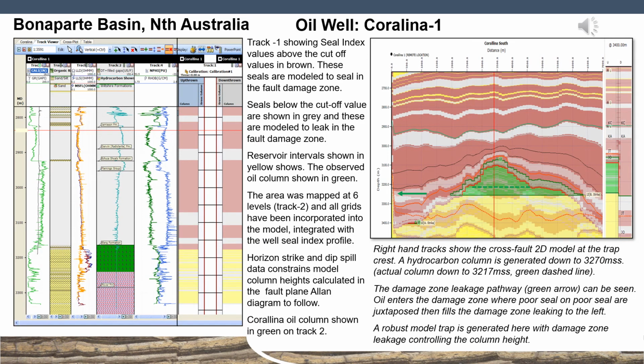Here the Flamingo group provides a generally pretty good quality seal over hundreds of metres. There are zones near the base, relatively thin, that are poorer quality, and in the model on the right, the Allen diagram, where you have the darker brown, that's good seal on good seal, you can see that there is a leakage pathway to the left through the fault damage zone, providing a fracture pathway controlling the column height. The dashed line is the actual column height in the well.